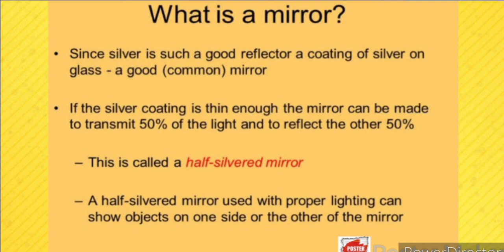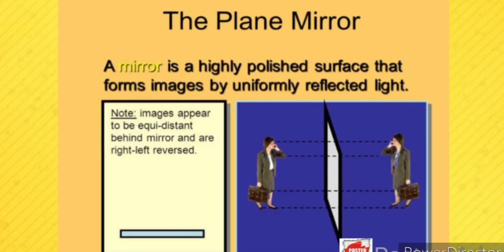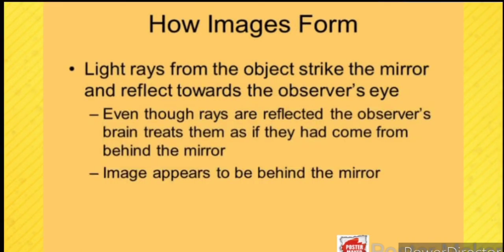Now, a plane mirror is a highly polished surface that forms images by uniformly reflecting the light. Now, how are images formed in the mirror? Light rays from the object strike the mirror and reflect towards the observer's eye. Even though the rays are reflected, the observer's brain treats them as if they had come from behind the mirror. An image appears to be behind a mirror. So always the image by a mirror will be formed behind it and not in front of it, and that is why it is known as a virtual image.